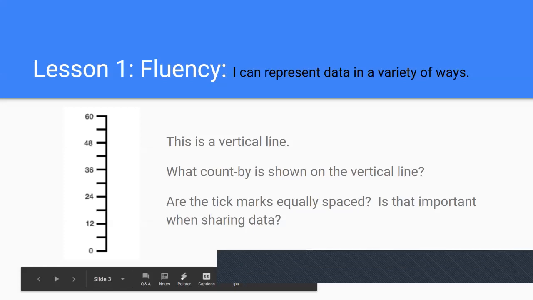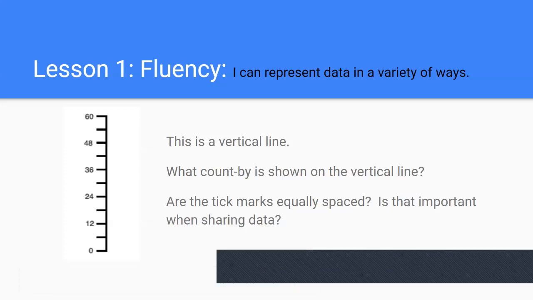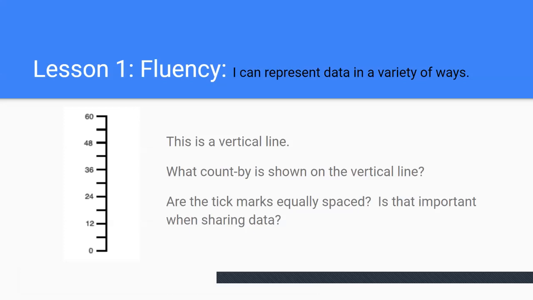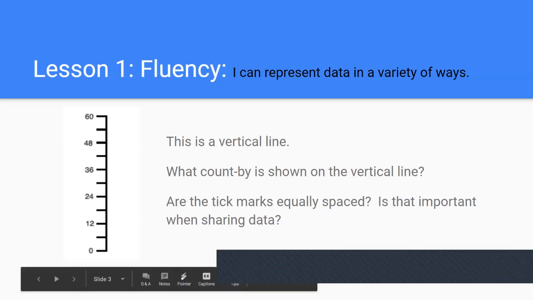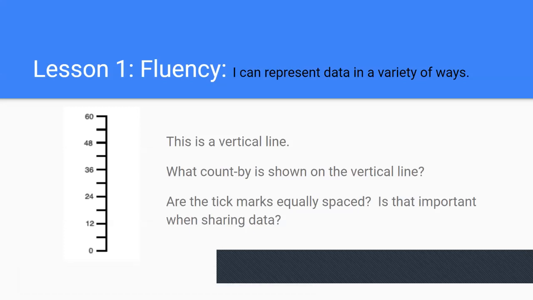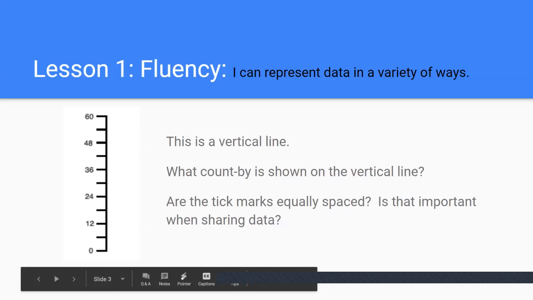So when we think about sharing data using a graph, we have to think about what our scale is, and we can actually use our count bys to help us. So this is a vertical line. There is a count by that is shown on this vertical line. I want you to think closely. Is the count by 12s? Or is it something smaller, because there is a tick mark here halfway between 0 and 12, and halfway between 12 and 24, and 24 and 36, and so on.